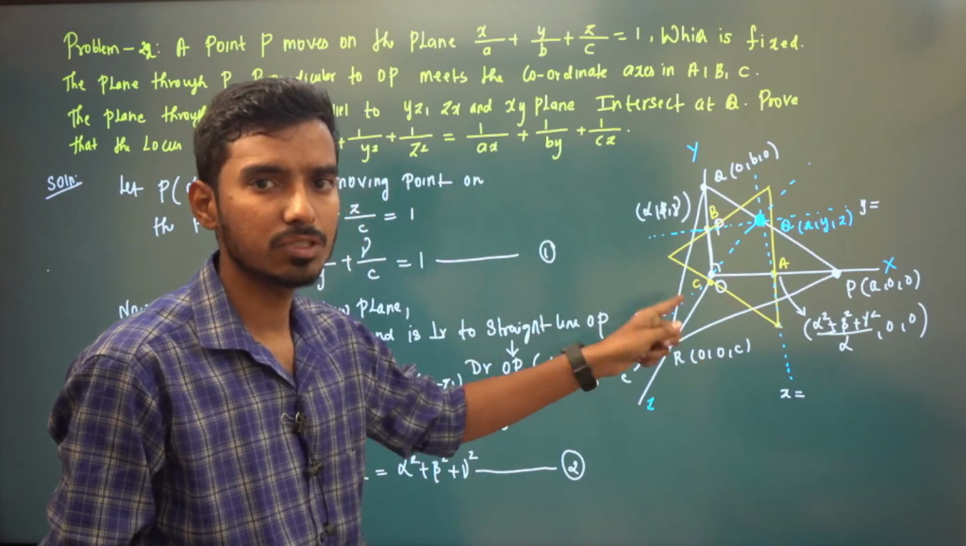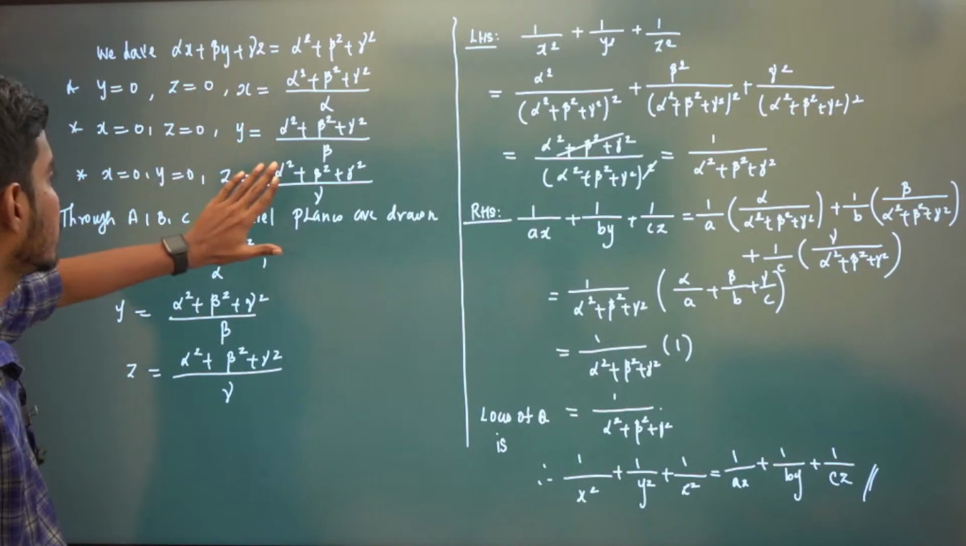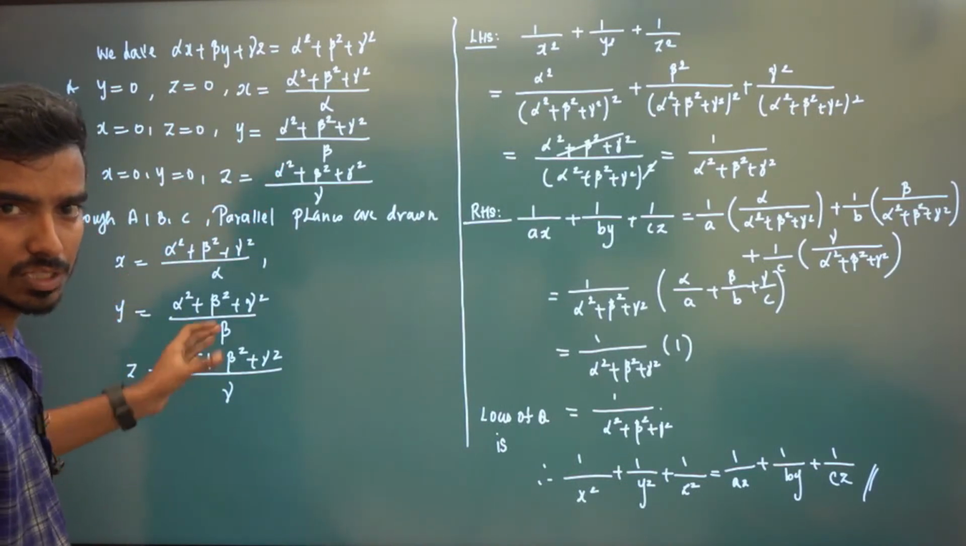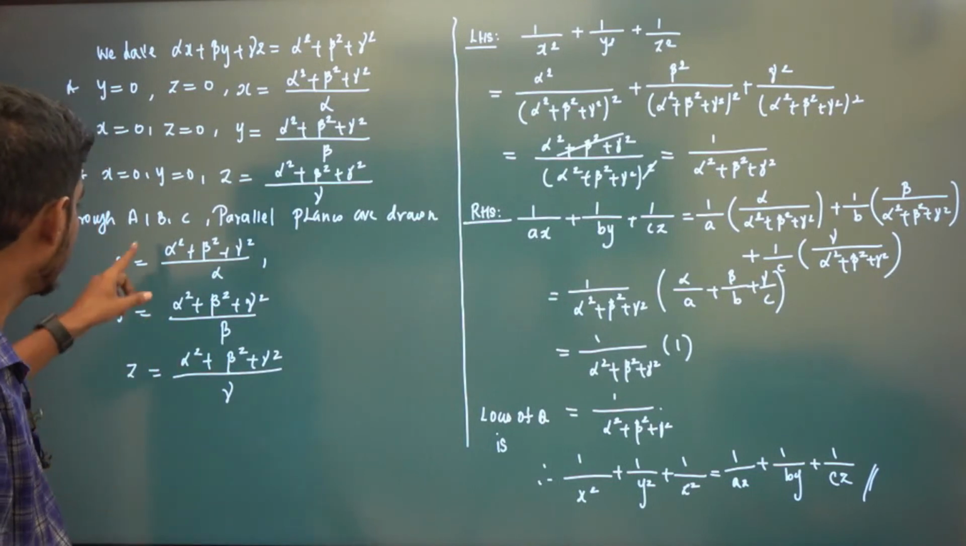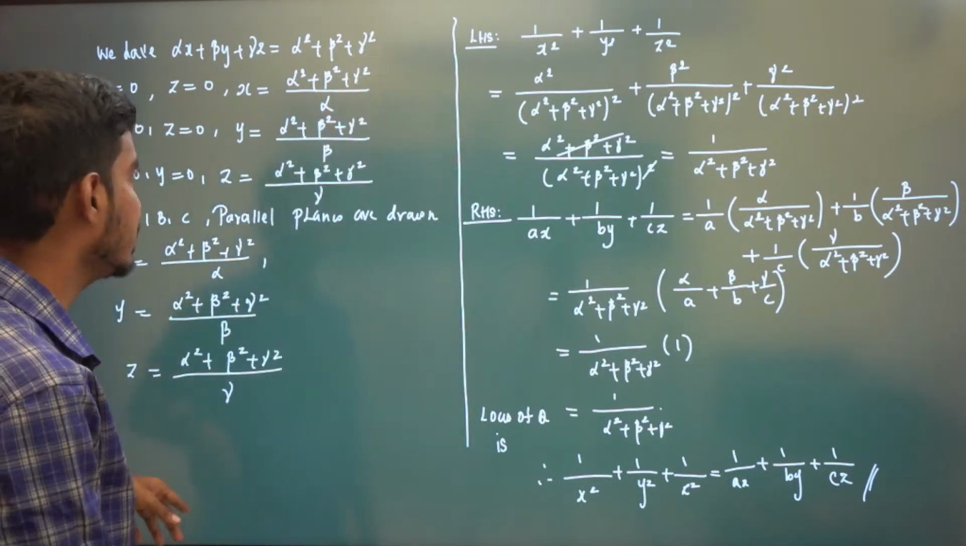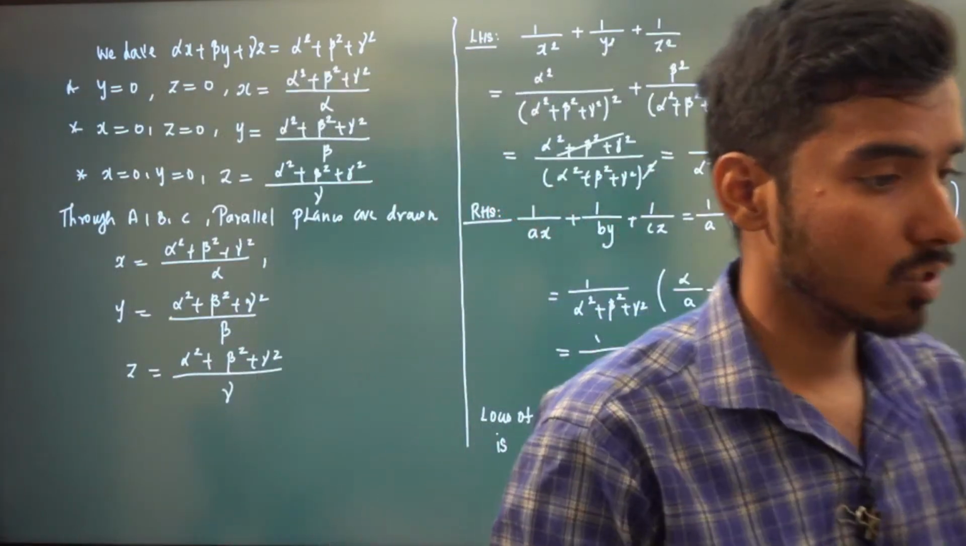Put y and z to be 0, you will get x intercept. So you will have x, y, z intercepts. And we know the equation of the parallel plane is x is equal to a, y is equal to b, z is equal to c, where a, b, c is the known point that it is passing through. So you will get these three equations. After that, you just have to find this and substitute x, y, z there. You will be proved.